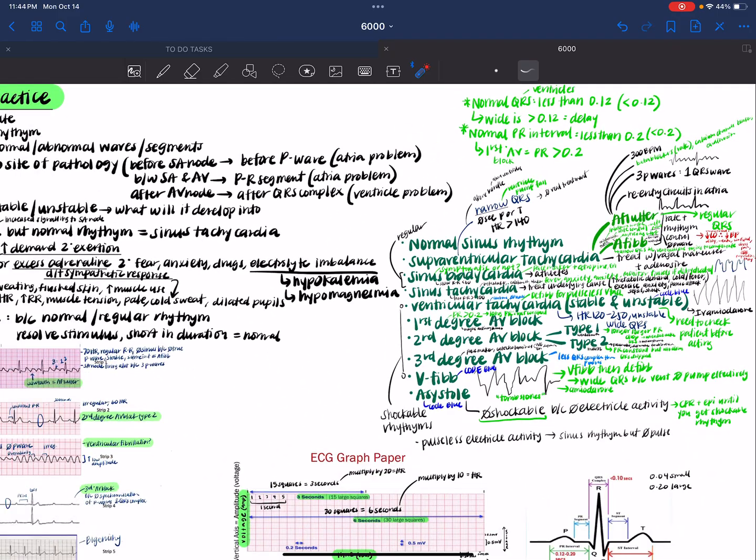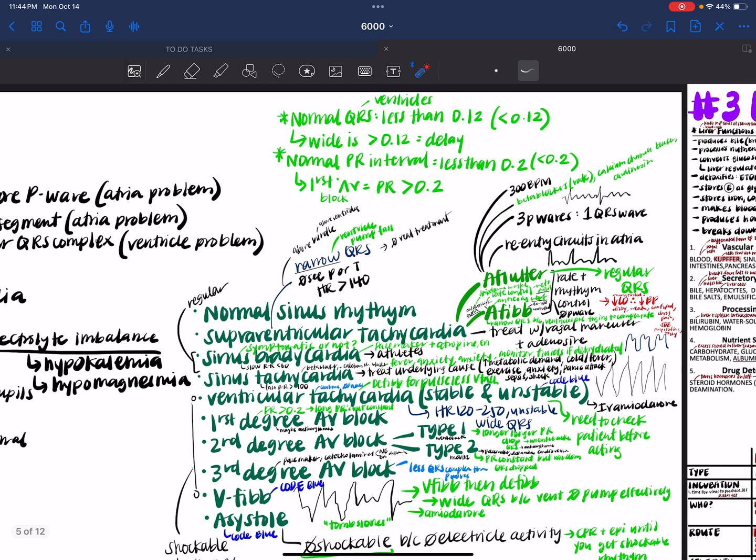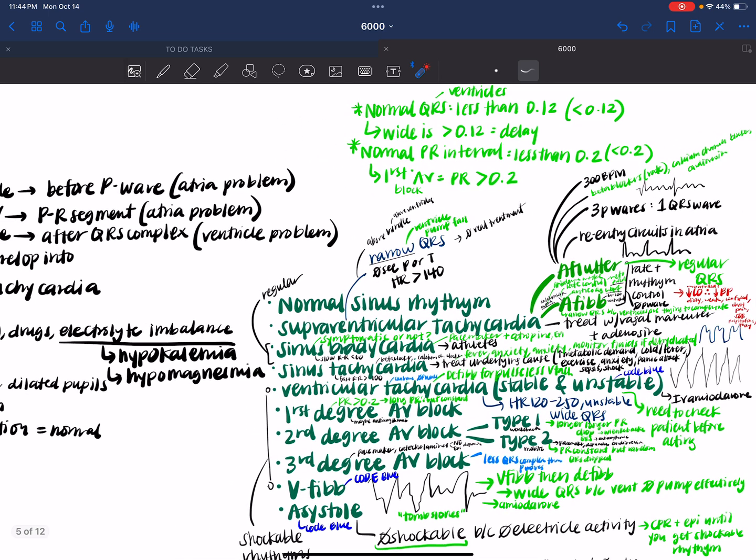So a normal QRS has to be dealing with the ventricles. It is usually less than 0.12. You want it to be narrow. A wide QRS is when there's a delay. A normal PR is an atria thing, and the interval is supposed to be less than 0.2.